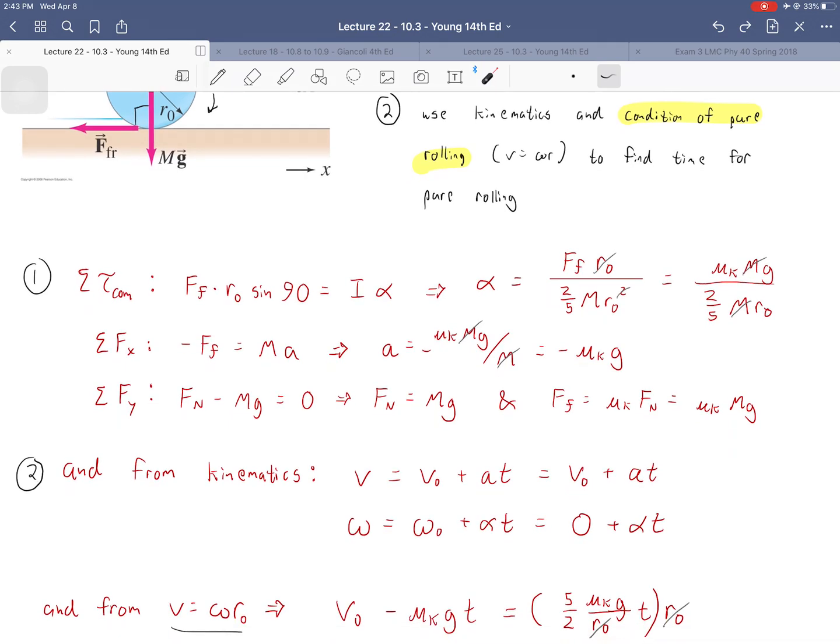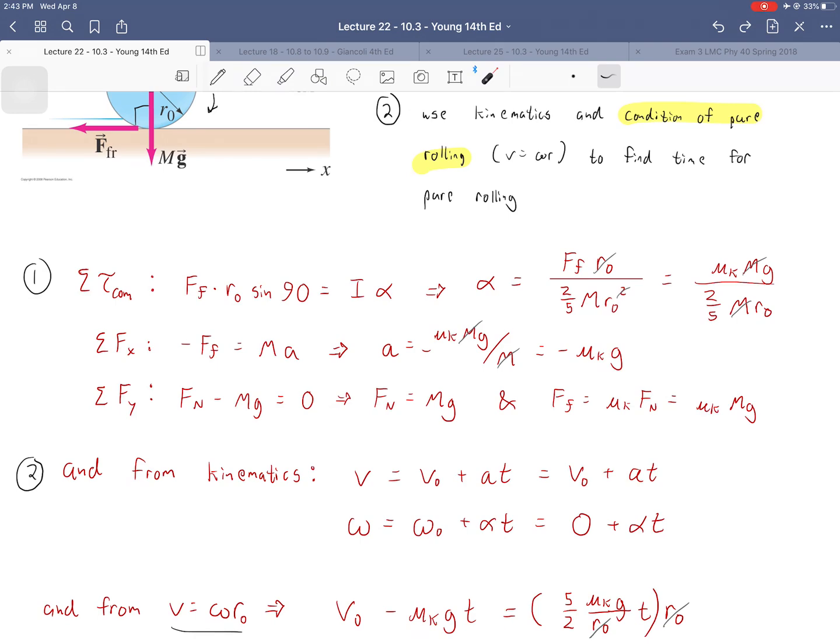In this case, I is going to be the moment of inertia of a sphere, again, just 2/5 mr squared, okay? So then I go ahead and solve for alpha, right? I'm just going to symbolically do that step. And when I do that, I get that alpha is equal to the friction force times r times sine of 90, which is just 1, and then divided by I, which is 2/5 mr squared.